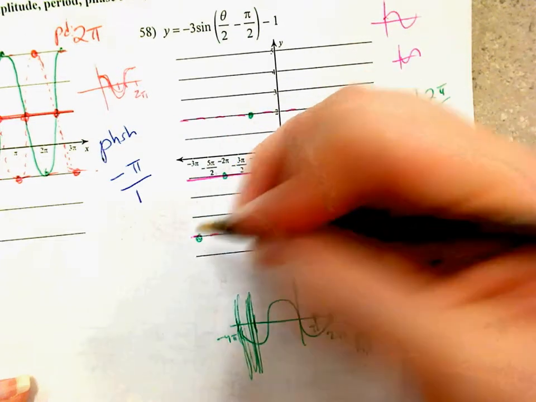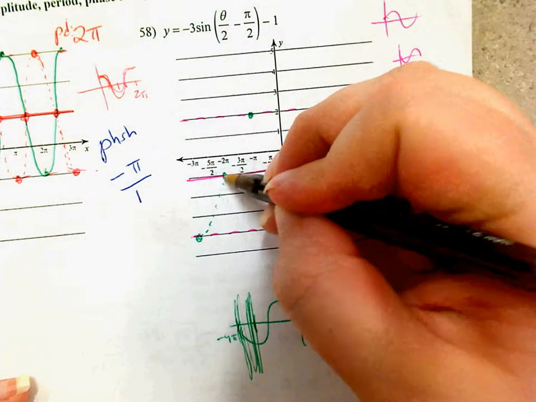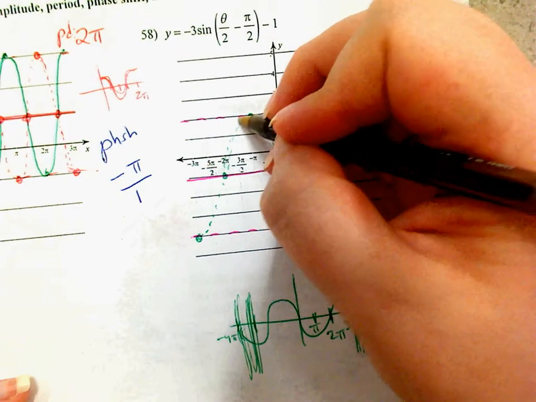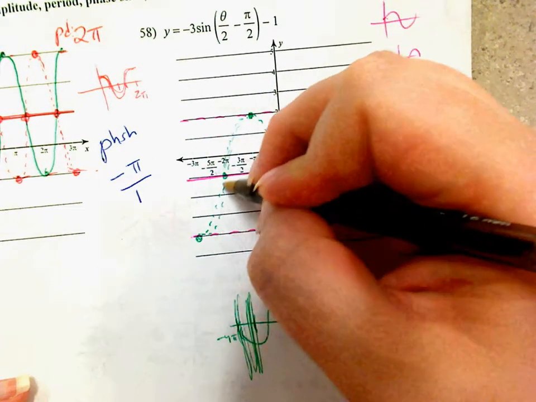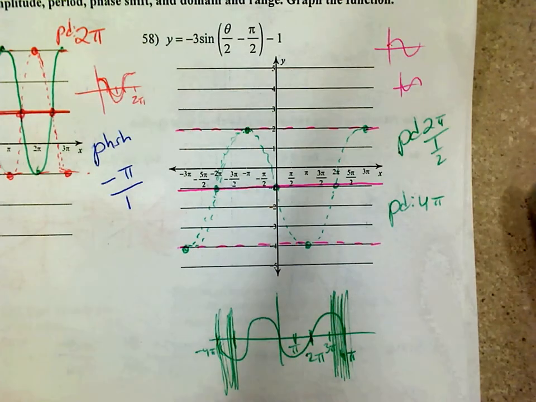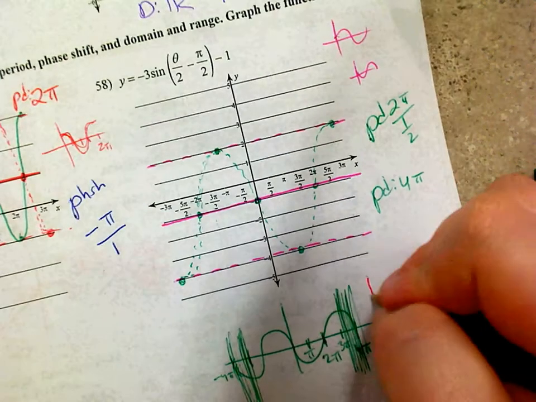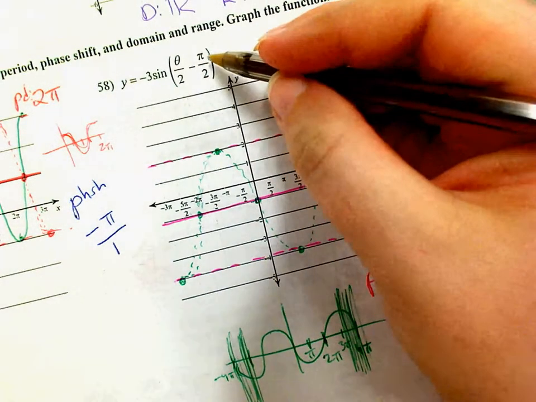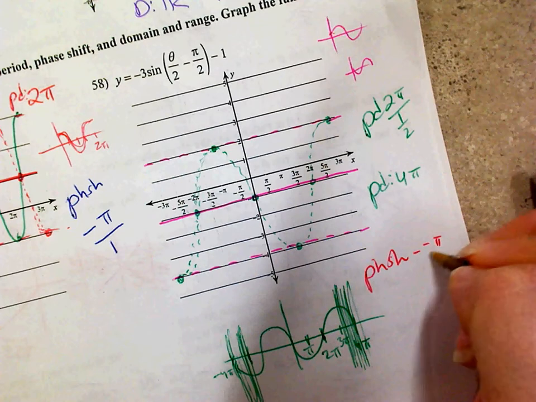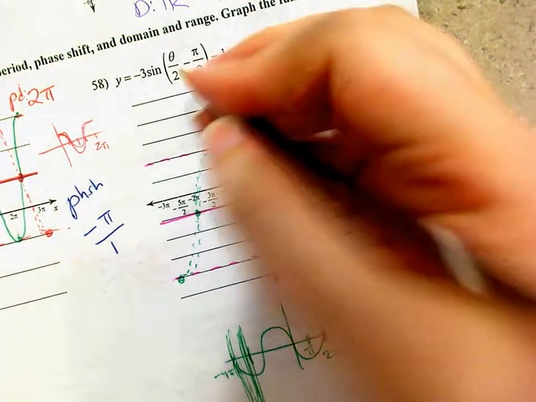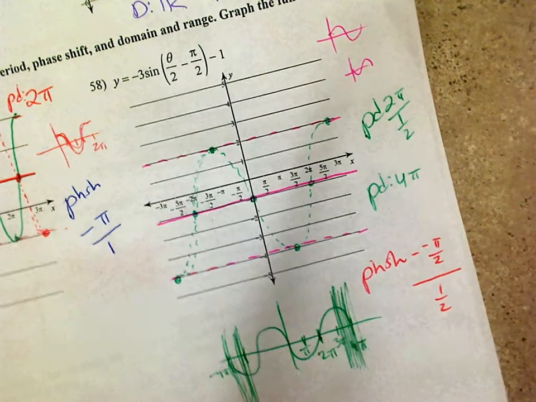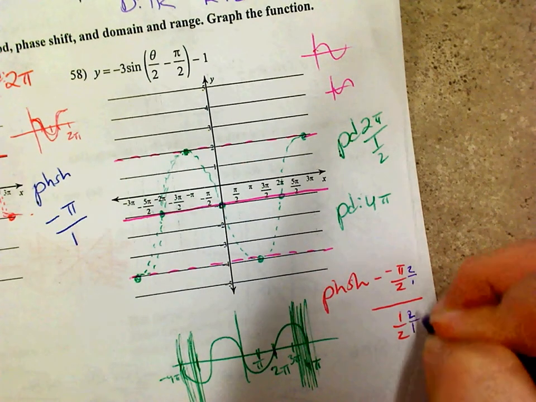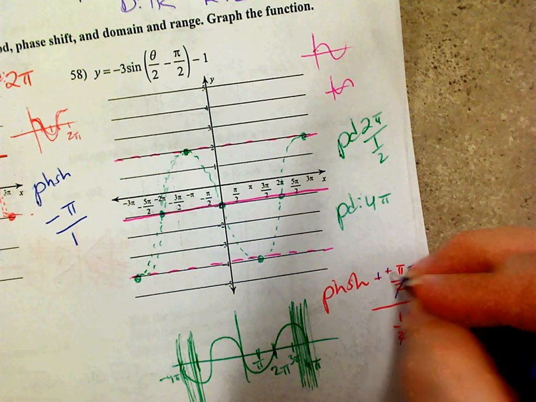Okay. Now, in this case, I need to do phase shift. Phase shift is negative c over b. Negative c, which is already negative, over b, which is 1/2. Dividing by 1/2, so I need to multiply by 2. Negative times a negative is positive, so I'm really just moving to the right pi. Okay? So, this right here is at 0, now it should be at pi. This right here is at pi, now it should be at 2 pi.